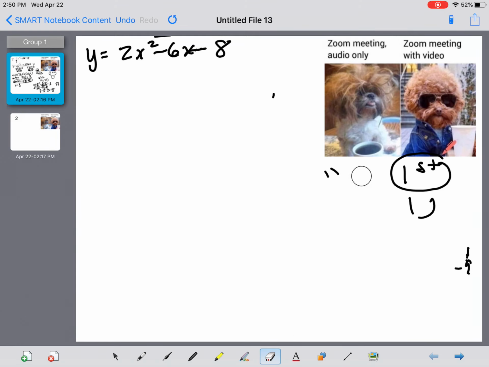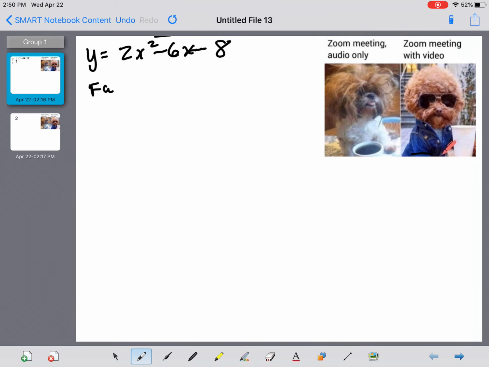So on your worksheet, you're asked to factor it. And so let's do that first. Every one, 1 through 6, you're going to be asked to factor. First thing I'm going to do is take out what's in common, which is a 2.